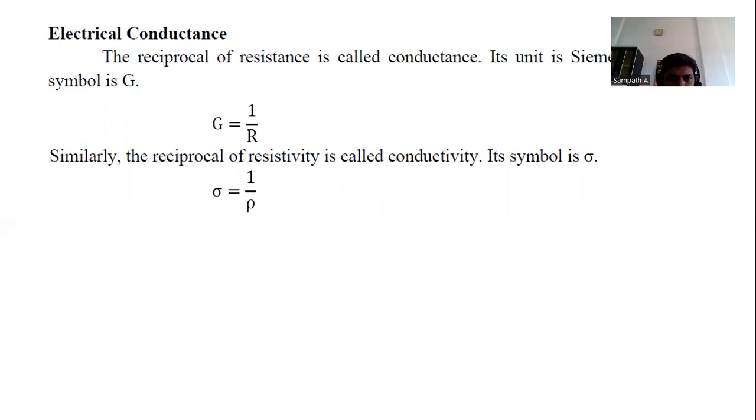And the conductance is the reciprocal of resistance. 1 by R equal to G. The notation of conductance is tau or G.